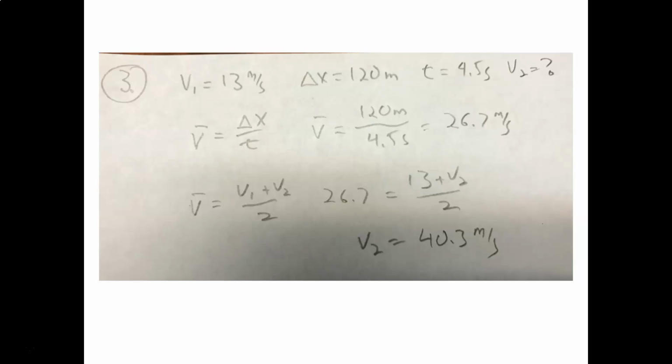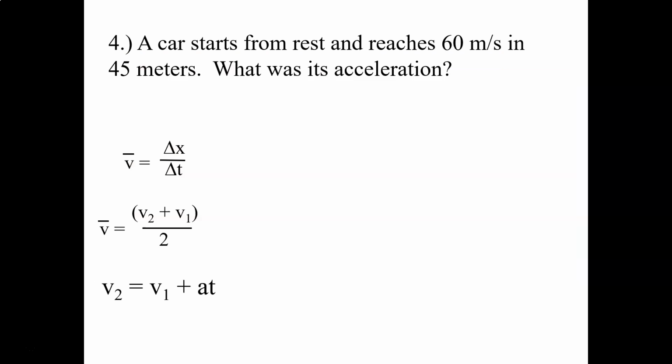Okay, sorry, going back, I went through that one kind of quick. Number 4, a car starts from rest and reaches 60 meters per second in 45 meters. What was the acceleration? Okay, so here we need to use this final equation because we need to know the acceleration, which means we need to know v2 and v1. Okay, so let's label what we have.